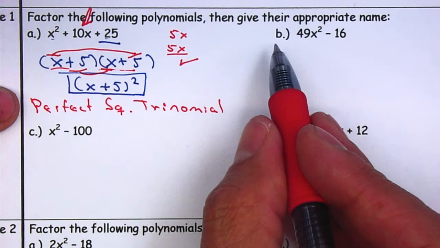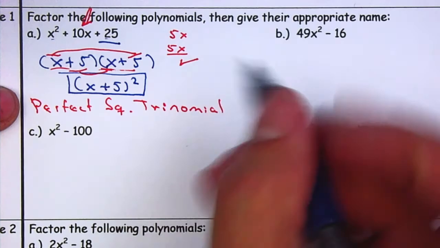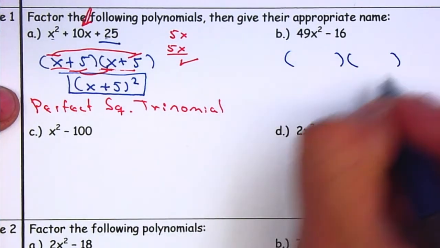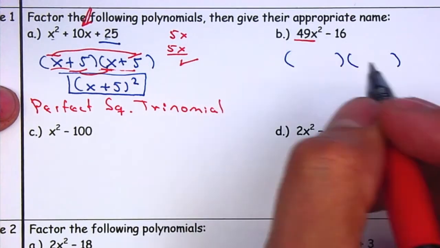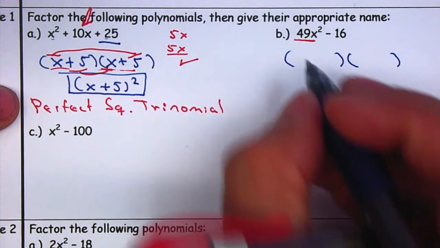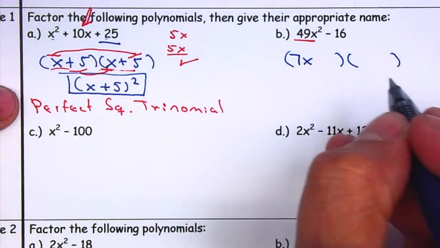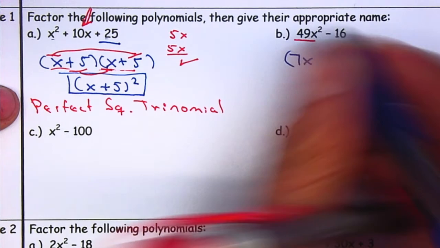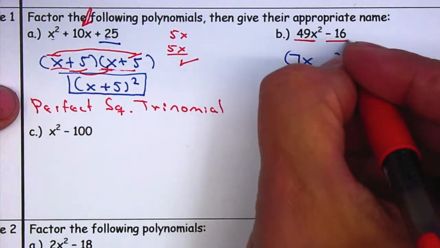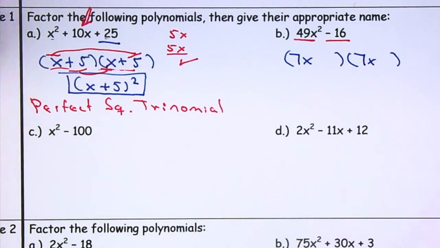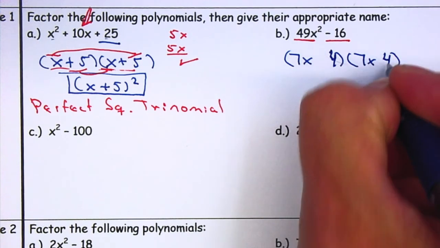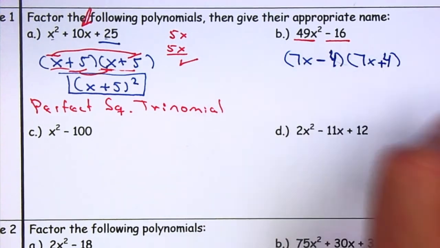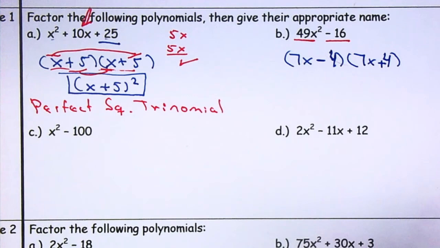For letter B, I'm going to go through the same process. I'm going to use my double parenthesis to factor this out. If you notice, this is a square. 49x squared is a square because factors of 49x squared will be 7x and 7x. Factors of negative 16, 16 is also a square. So factors of 16 will be 4 and 4, 1 negative and 1 positive, because when you multiply it together, it has to give you a negative 16.